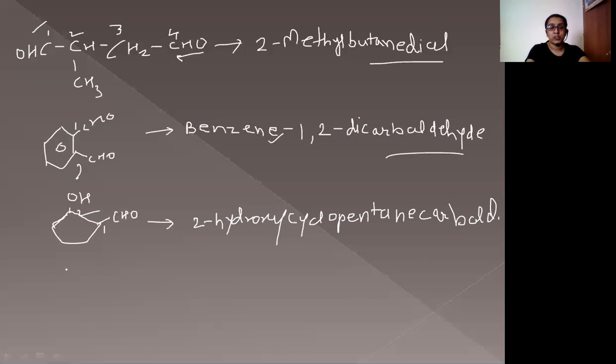Fine. I hope this much is clear. One more example. Okay, sorry for the structure. Benzene ring. And here it is CH double bond CHO.